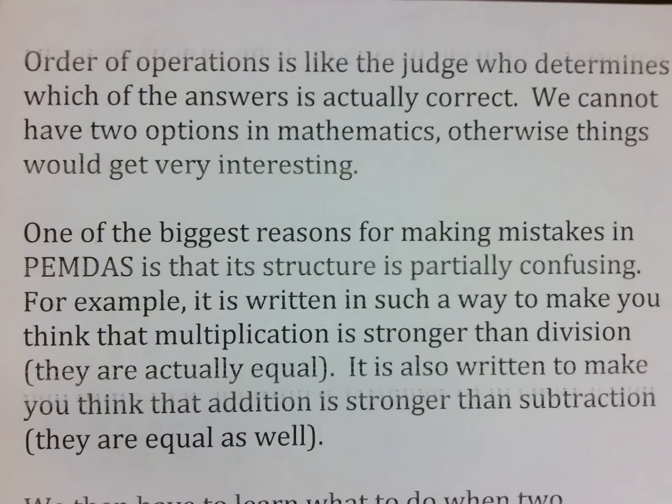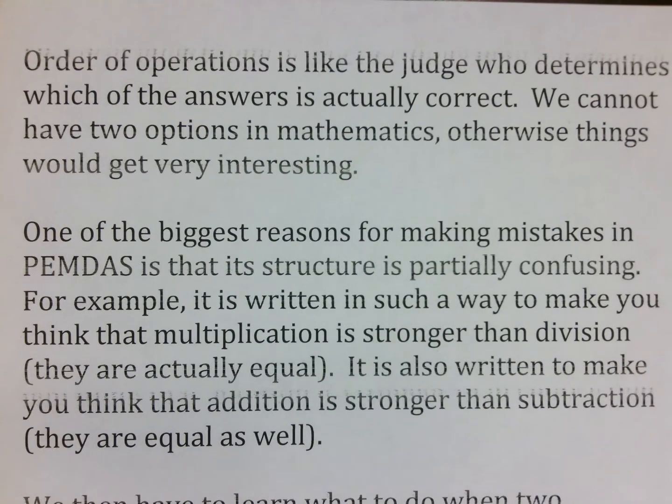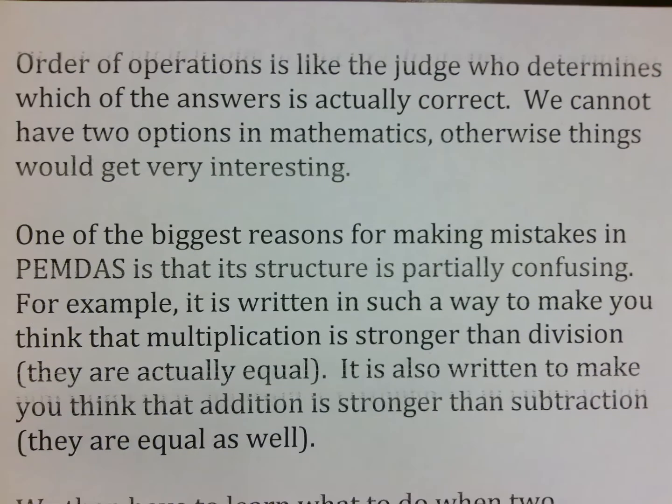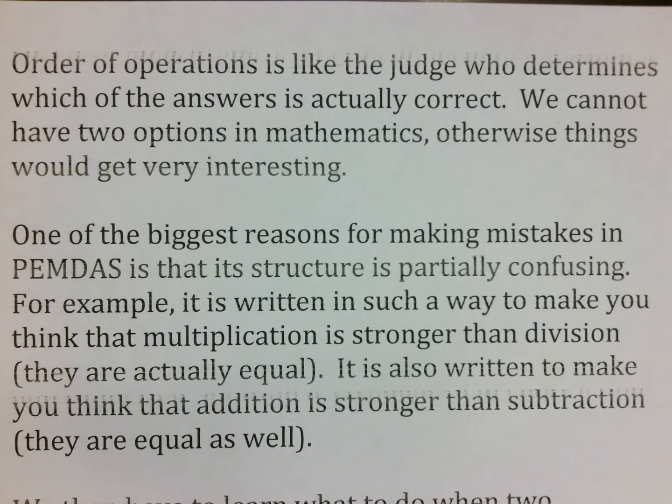Again, notice that we have two separate answers, which is an issue because you can't have 2 different answers. And so what order of operations does is it plays the judge who determines which of the answers is actually correct. So yes, we had 2 answers in both of those examples, but only one of them can be correct, and order of operations is the one that determines which one is correct. We can't have 2 options in math, otherwise things get very interesting.